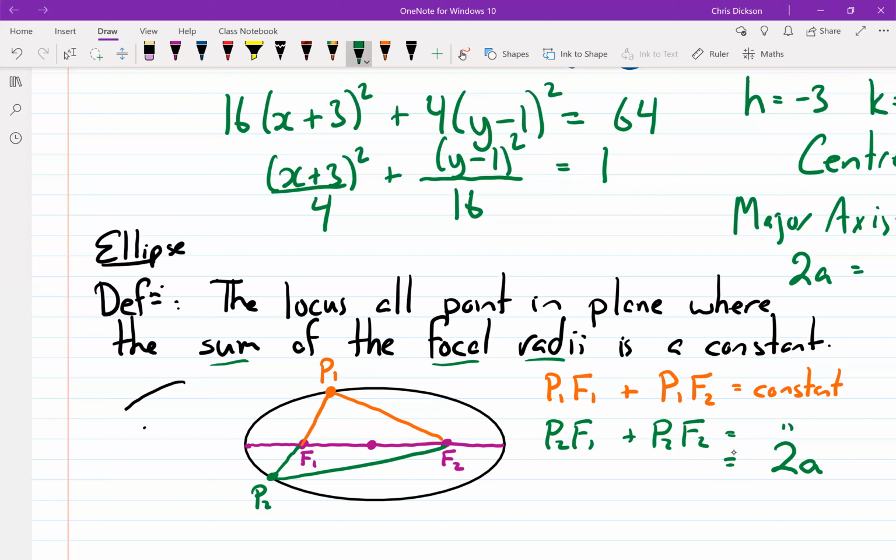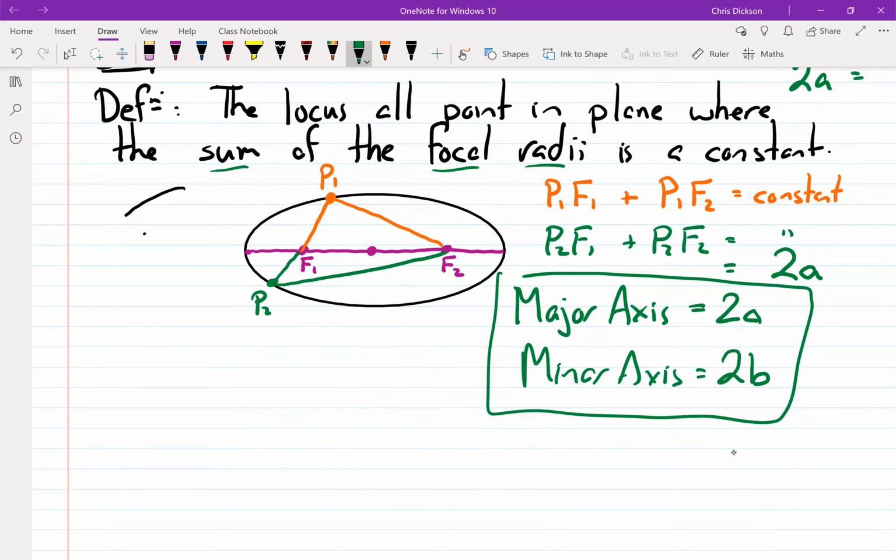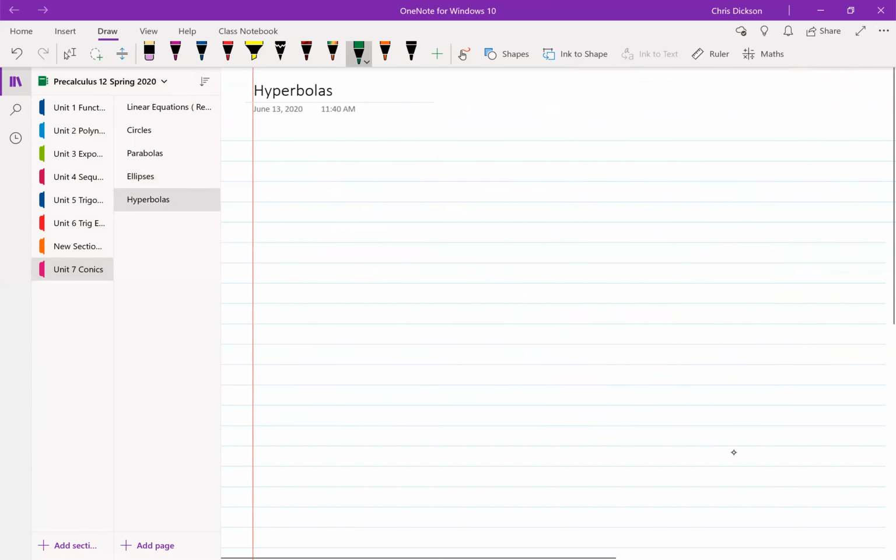Okay, so what also is 2a though? Well, the major axis of an ellipse equals 2a. And remember, the minor axis equaled 2b. Okay, so those are some things you need to know about ellipses. So really the major axis is the sum of the focal radii. It is this constant number that never changes for ellipses. Okay, so I just wanted to finish off ellipses there and move on to hyperbolas now.